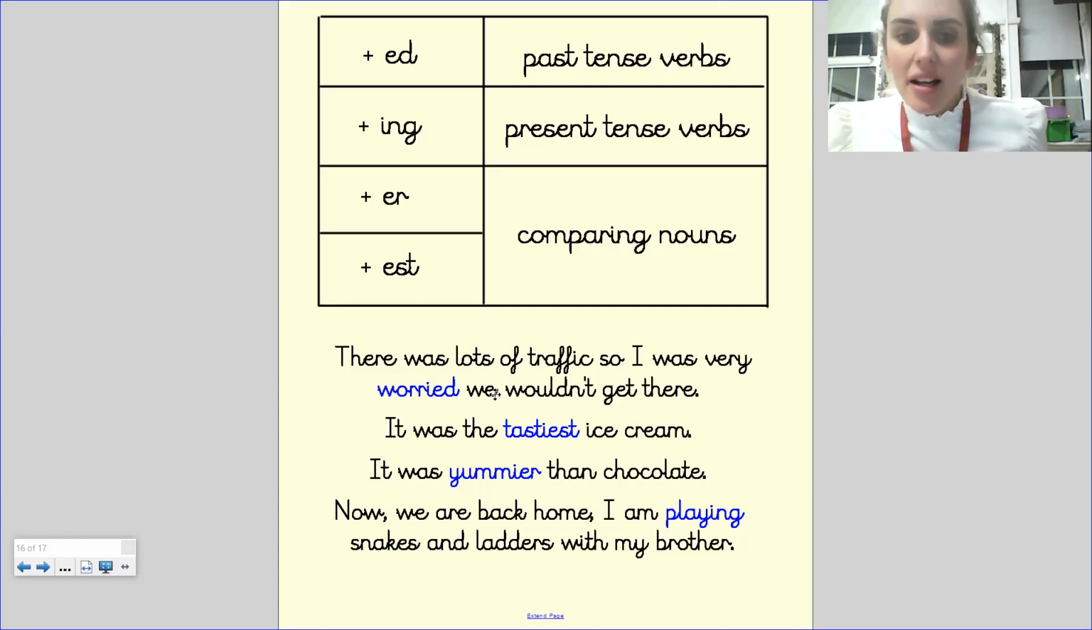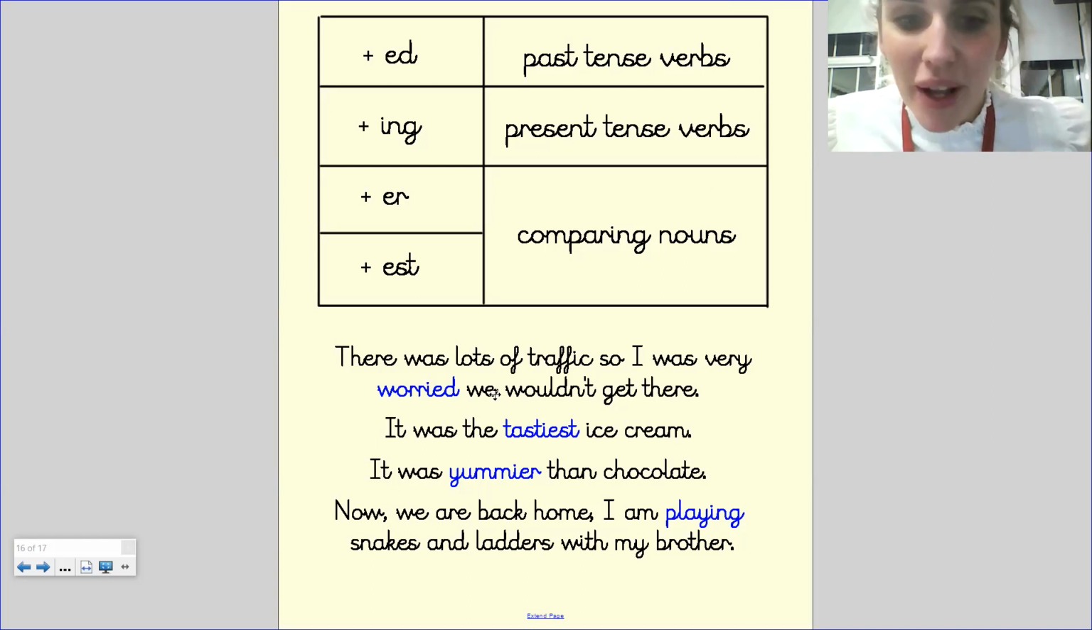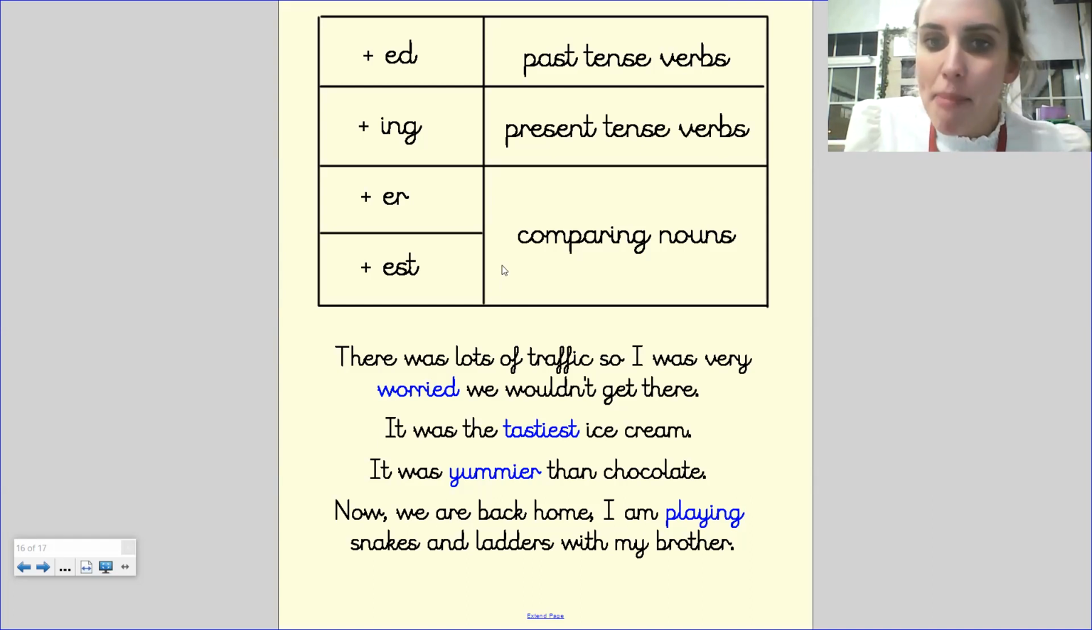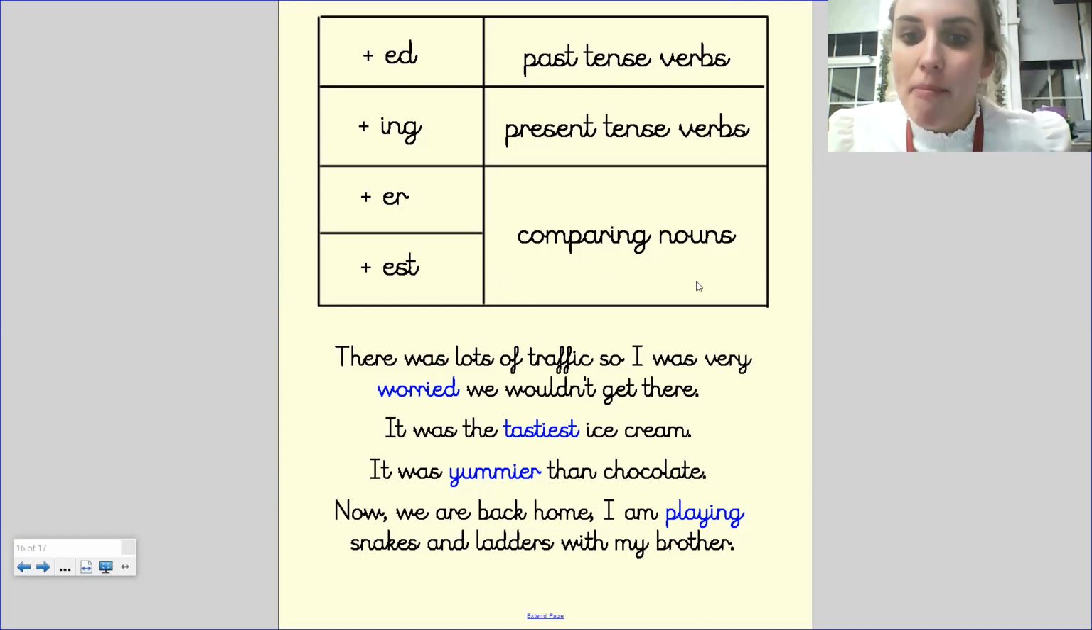It was yummier than chocolate. Okay, so yummier is our spelling word. It uses that suffix er that compares nouns. We're comparing the ice cream to the chocolate. The ice cream was yummier than chocolate. I'm not sure whether Miss McCabe would agree with that. Chocolate always wins for me.